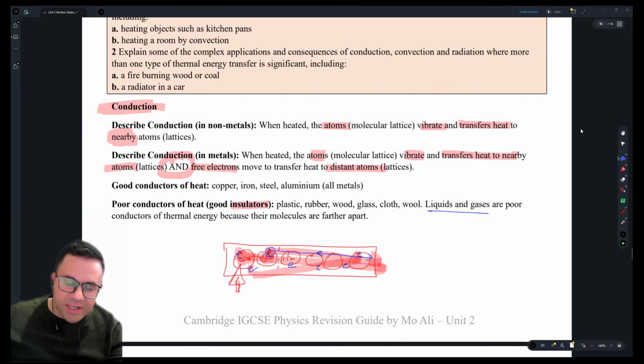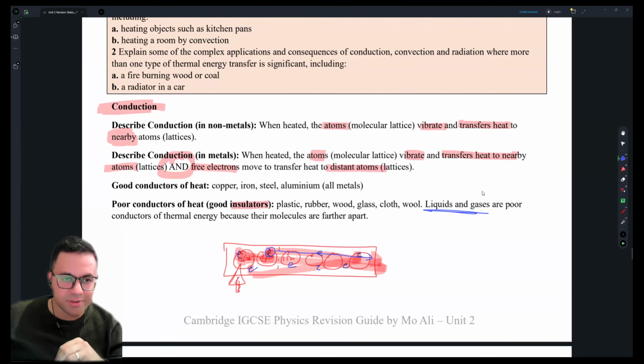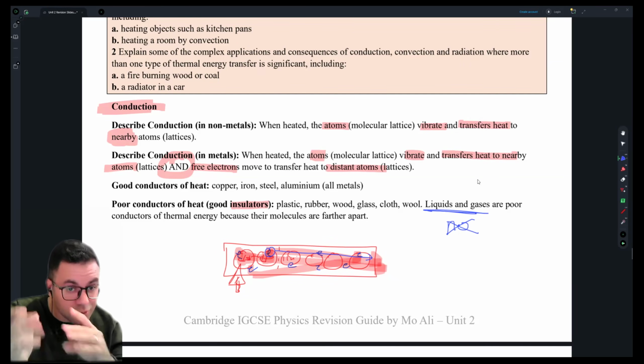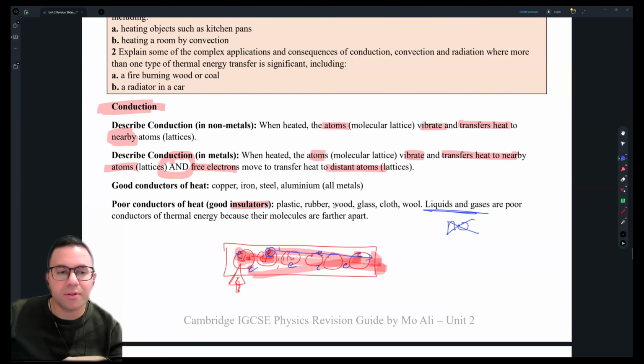But since liquids and gases are bad conductors of heat, there's another method of transferring heat for them, right? For now, I'm limiting conduction to solids. It doesn't mean that liquids and gases do not conduct. There's a difference between saying no conduction, and poor conductors or bad conductors. They do conduct, but very poorly. Okay?